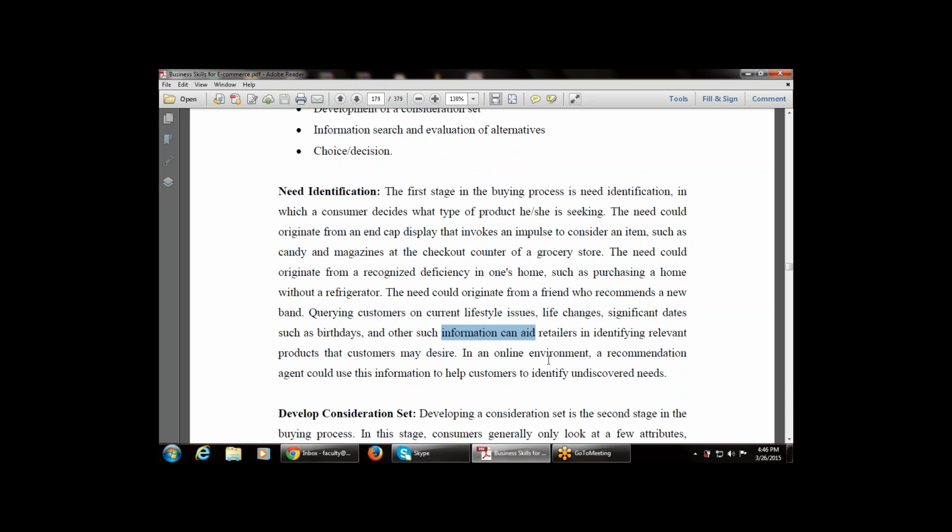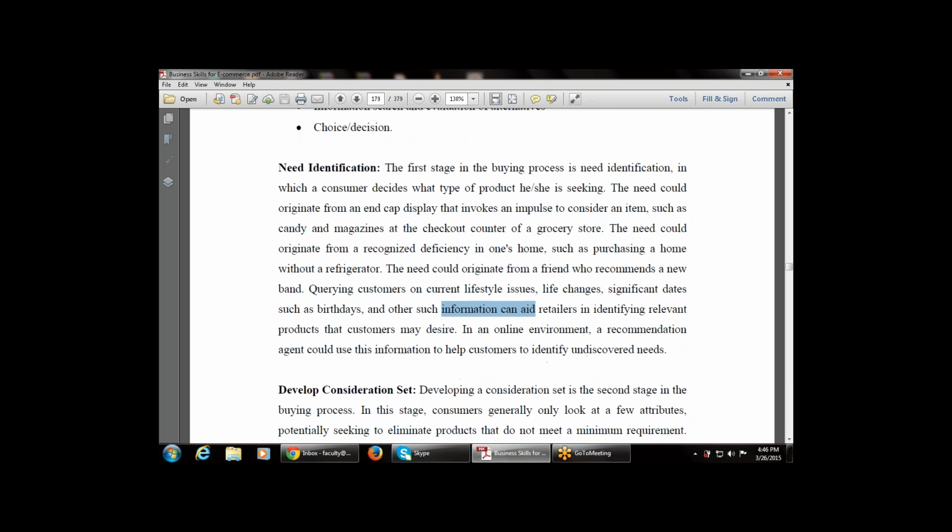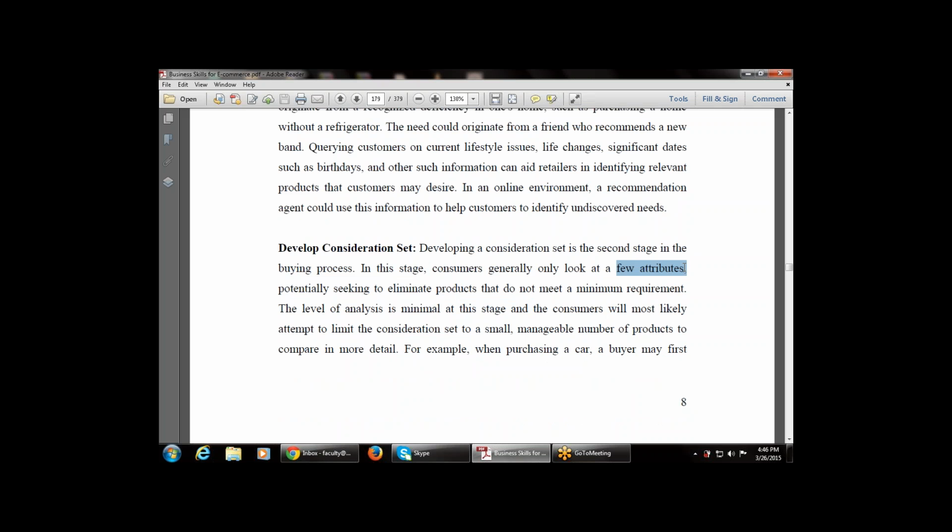Then the next one is developing the consideration set. Developing a consideration set is the second stage in the buying process. In this stage, customers generally only look at a few attributes, potentially seeking to eliminate the products that do not meet a minimum requirement.